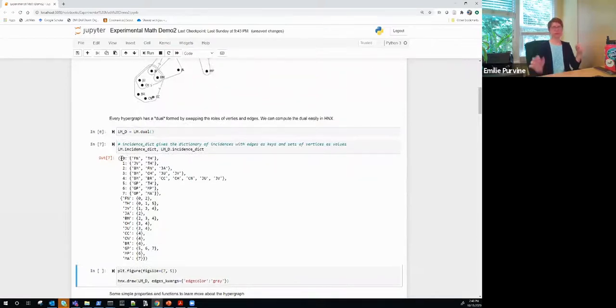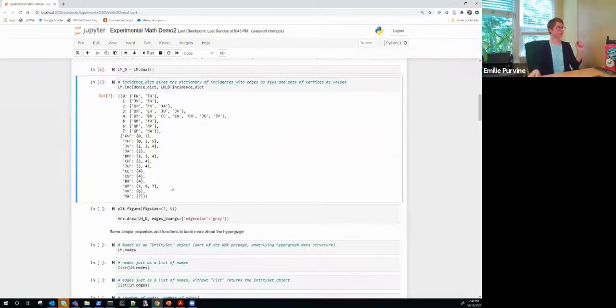So this is the incidence dictionary, or kind of the same thing as the incidence matrix, for the original hypergraph here, and then for the dual down here. So for example, the hyperedge 0 had fn and th in it, and if I look for where 0 occurs down in the dual, it's in the hyperedges that correspond to fn and th. So proof by example, the dual function works.